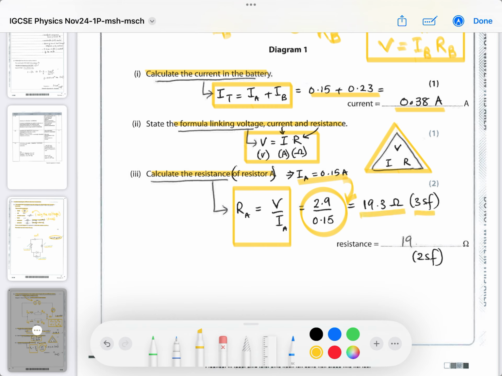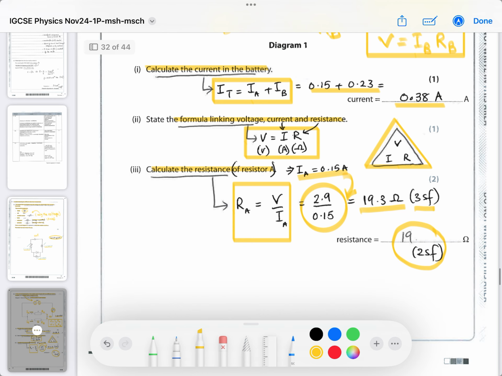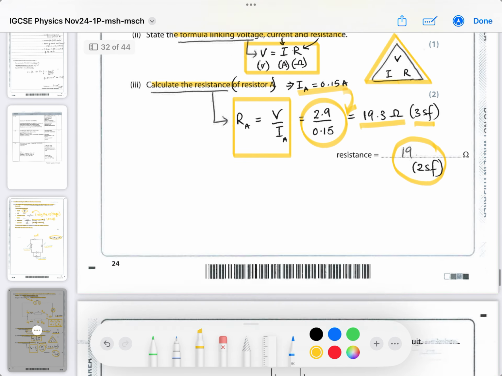If you do it to three significant figures, but really you should only answer to two significant figures, because all the data provided is only two significant figures. They won't penalize you if you put three, okay? But that's how you know how many significant figures to put.